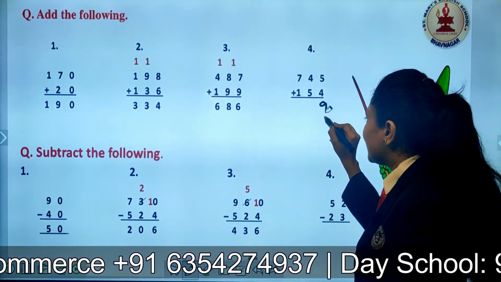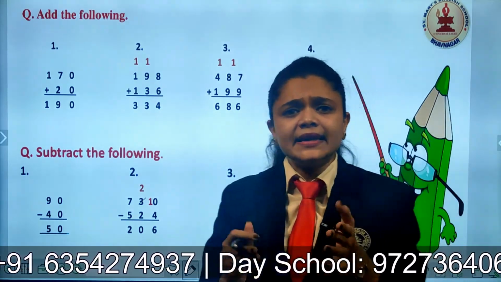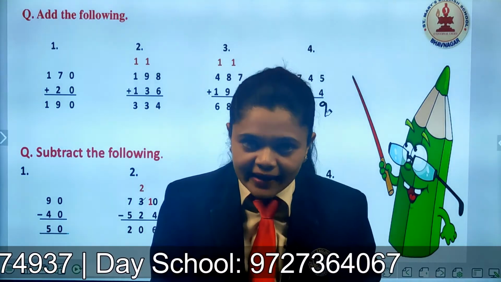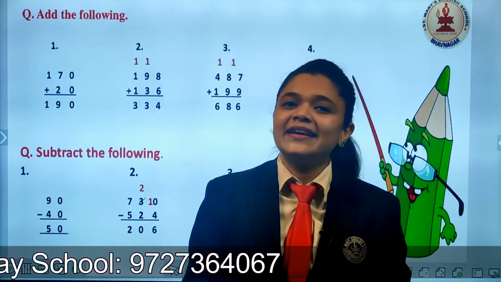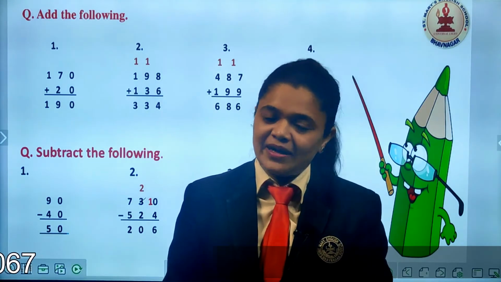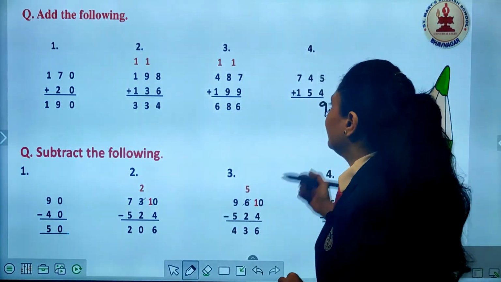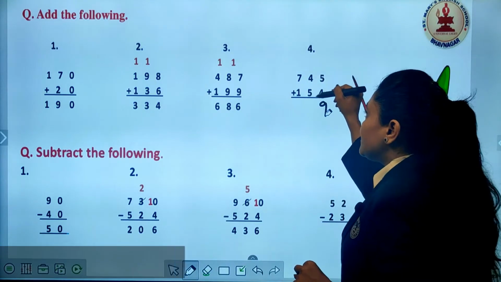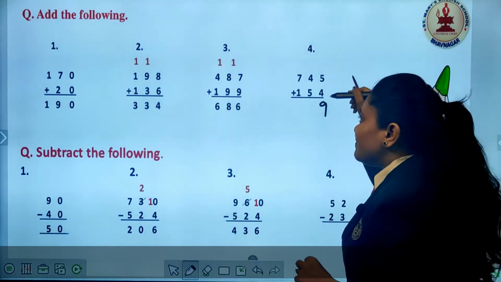So we are going to write 9. So 9 is a single digit number. Do we need to carry it? No, we will not carry it. When will we carry? When we get a two digit number. Understood, students? Then we have again 4 plus 5. Earlier we had 5 plus 4.